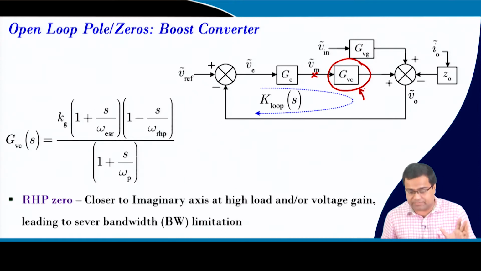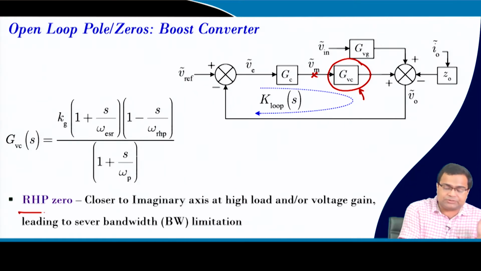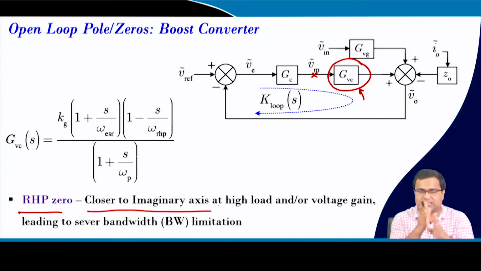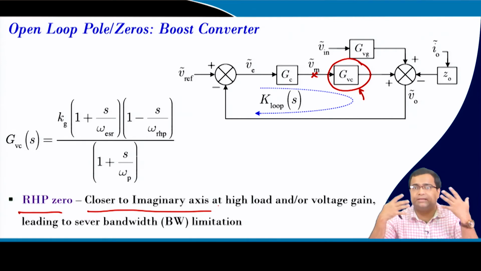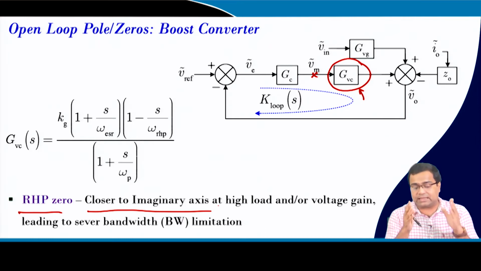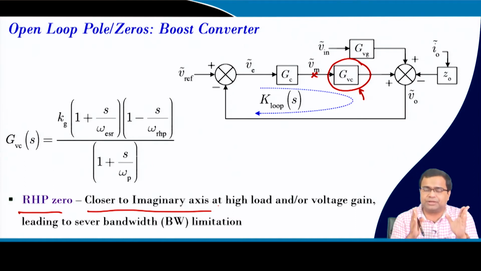So, this transfer function we have discussed, it has one RHP zero, and we have discussed that the RHP zero comes close to the imaginary axis under high load and high voltage gain, and that will lead to a severe bandwidth problem, because when you want to design a compensator, if you want to achieve a certain desired crossover frequency, then that crossover frequency will be limited by the RHP zero. So, if the RHP zero comes close to the imaginary axis, the bandwidth of the boost converter will be really very low.